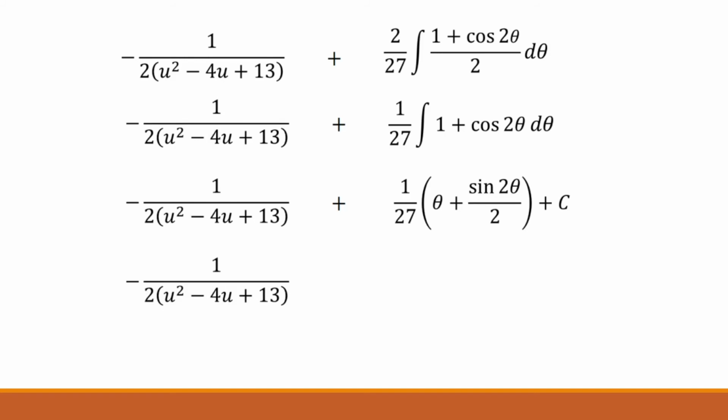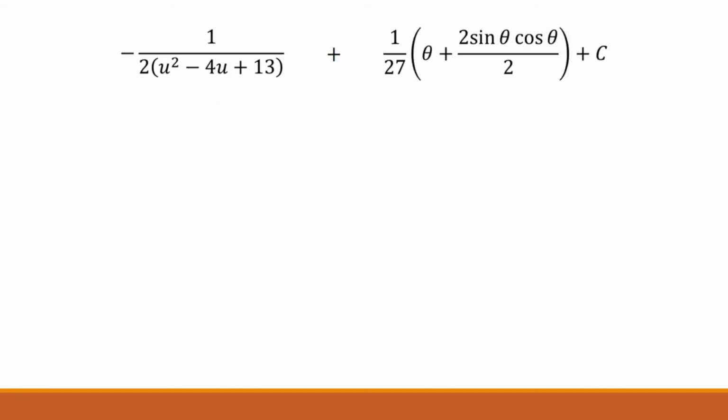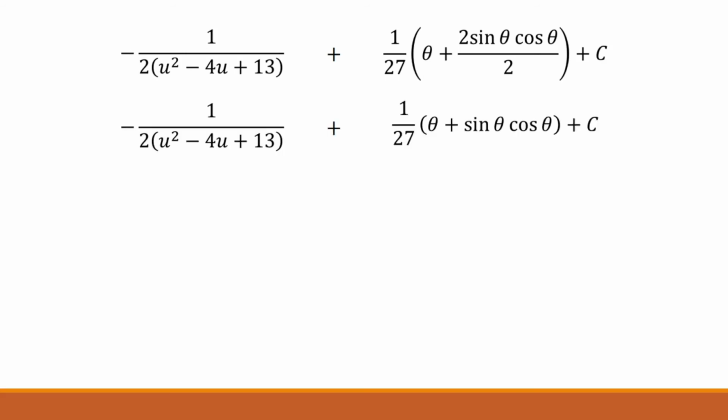Eventually I want to make a substitution back to what I used. But how am I going to do that with sine 2 theta? So the trick here is I'm going to use another trig identity, and I'm going to rewrite sine 2 theta as 2 sine theta times cosine theta. Notice that the 2's will end up canceling each other. So I'll be left with 1 over 27 times theta plus sine theta times cosine theta.